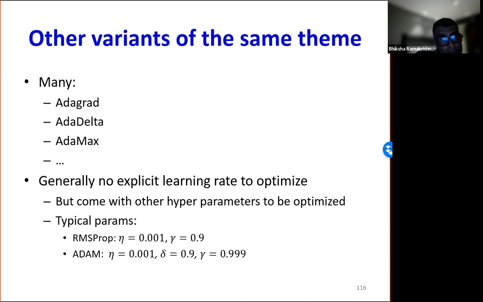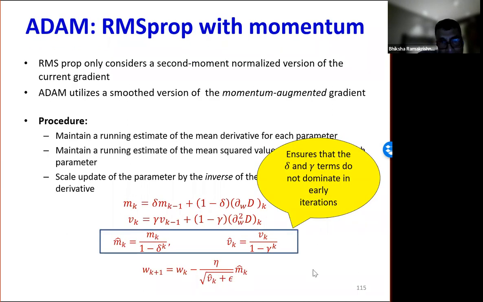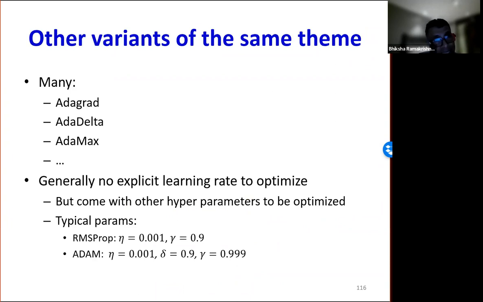And so between the two of these, it's going to give you a much more well-behaved, much more convergent update as you get towards the optimum. So generally, there's no explicit learning rate to optimize, because the learning rate is automatically being adjusted by this RMS value. So you no longer have to have a learning schedule.